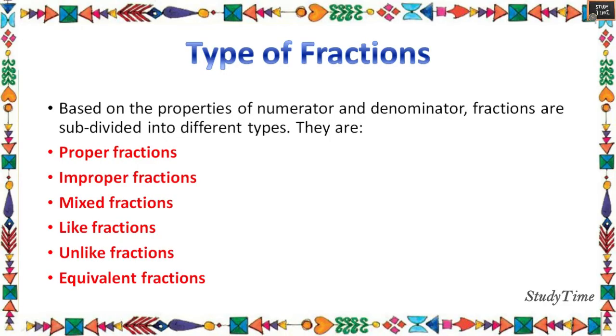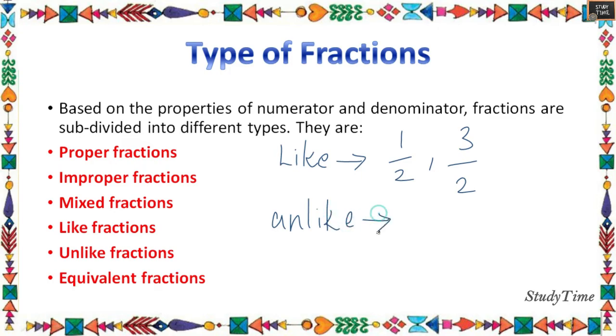Next we'll see like fractions. Like fractions are fractions in which you have denominators equal. 1 by 2 and 3 by 2. These are like fractions. Unlike fractions. What are unlike fractions? When the denominator is not equal. Suppose 5 by 4, 2 by 3. So when denominators are not equal, then we call it unlike fractions.